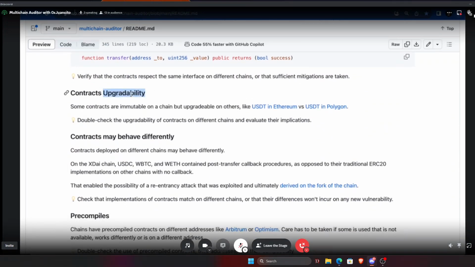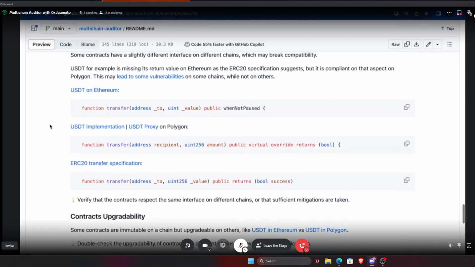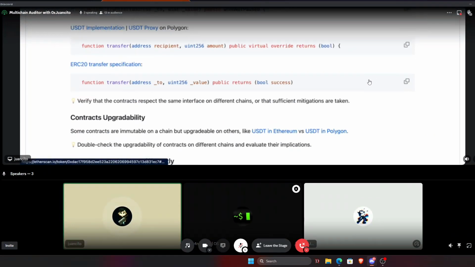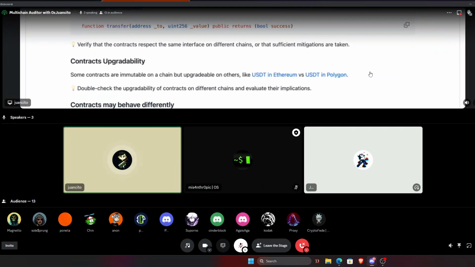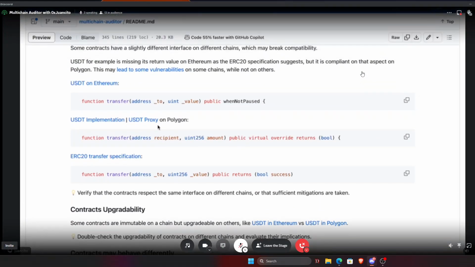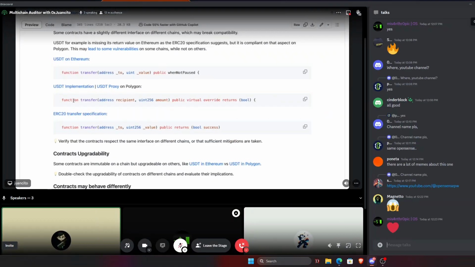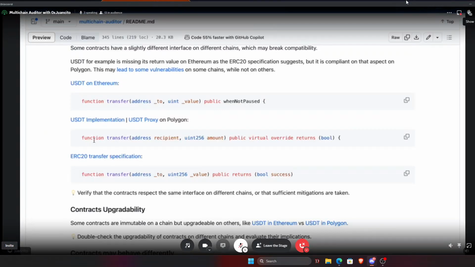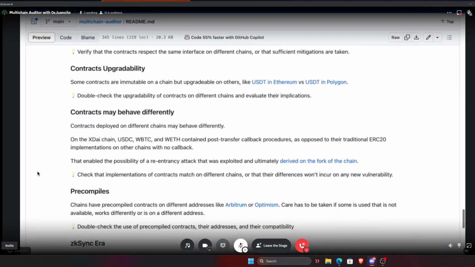Same with contract upgradability. We saw here that USDT is deployed on Ethereum as an immutable contract, but on Polygon it's using a proxy. So they might also change this implementation. They probably won't, but they might add some functionality, which won't be possible on Ethereum, for example.